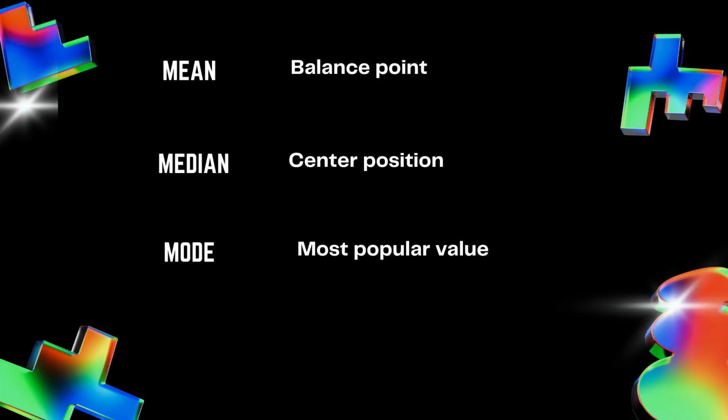So mean represents the balance point of the data, median represents the center position, and mode represents the most popular or most frequent value. So these concepts are important to understand how data behaves. Mean, median and mode each describe the center in different ways.